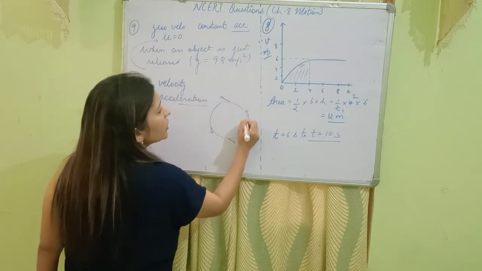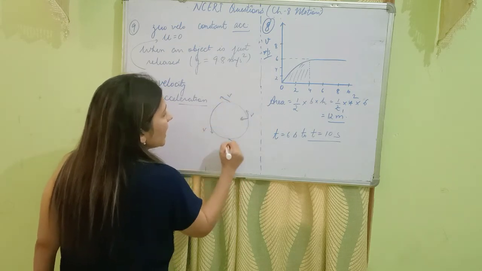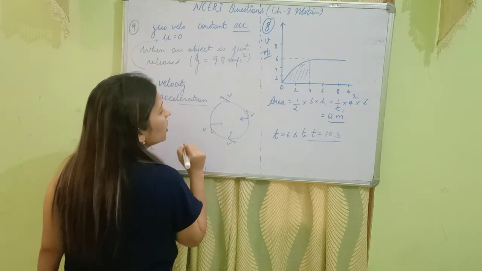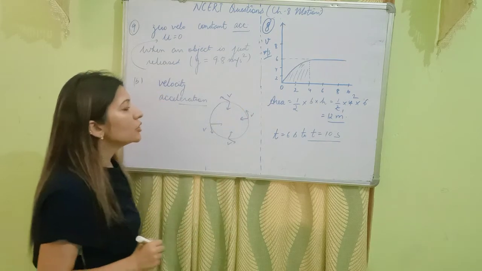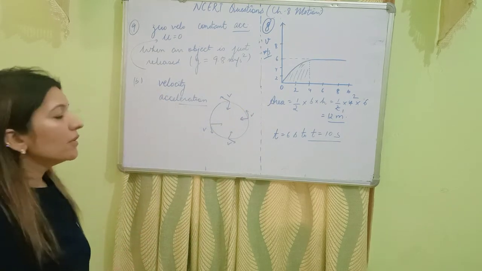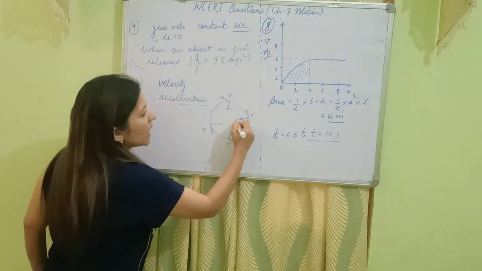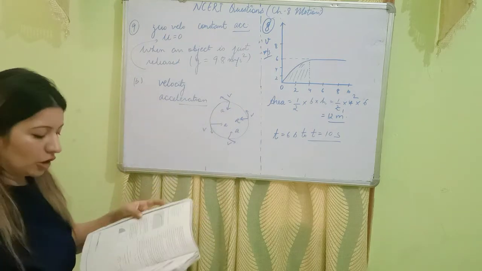So acceleration is always perpendicular to it. This was velocity and acceleration is always perpendicular to it. Acceleration is always directed inwards. It is perpendicular to the velocity. So an example is when the body is in uniform circular motion. This is all acceleration which is perpendicular to the velocity.